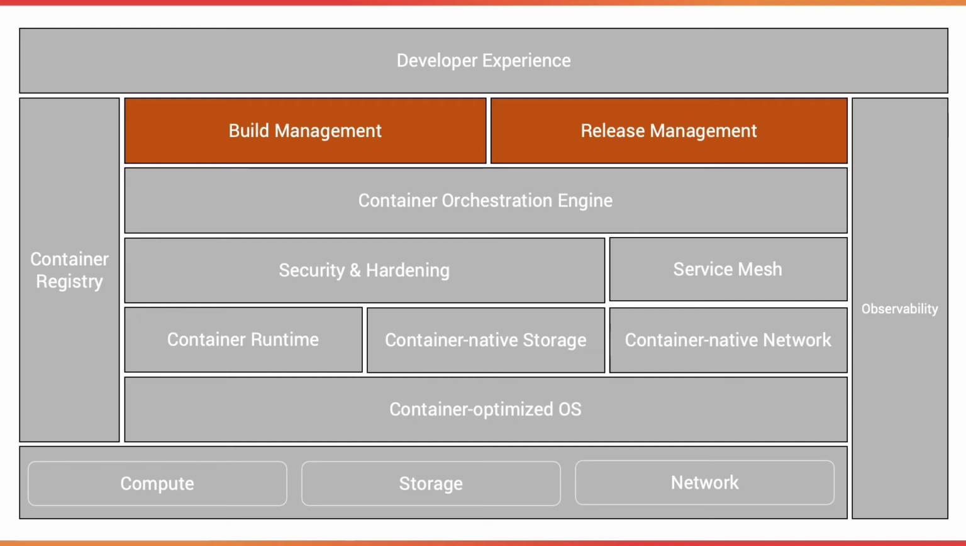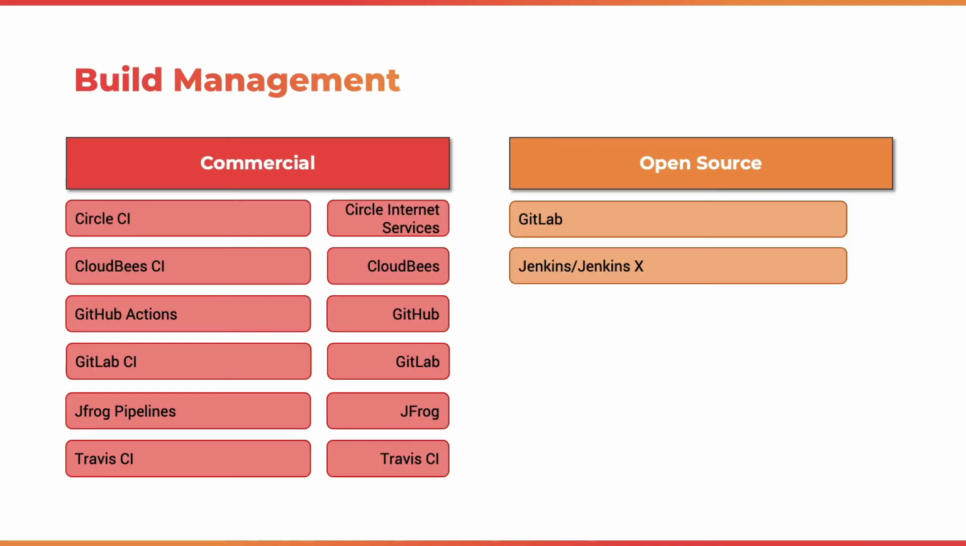So let's take a look at build management and release management. If you are familiar with Jenkins, you're already using a build management tool. So you can actually use many of the commercial CI technologies. For example, Cloudbees CI is a commercial implementation of Jenkins from Cloudbees, the company that actually owns Jenkins. You can use GitHub Actions or GitLab CI or Travis CI, one of the other popular continuous integration tools, or you could use the open source equivalents like GitLab, Jenkins, and Jenkins X.